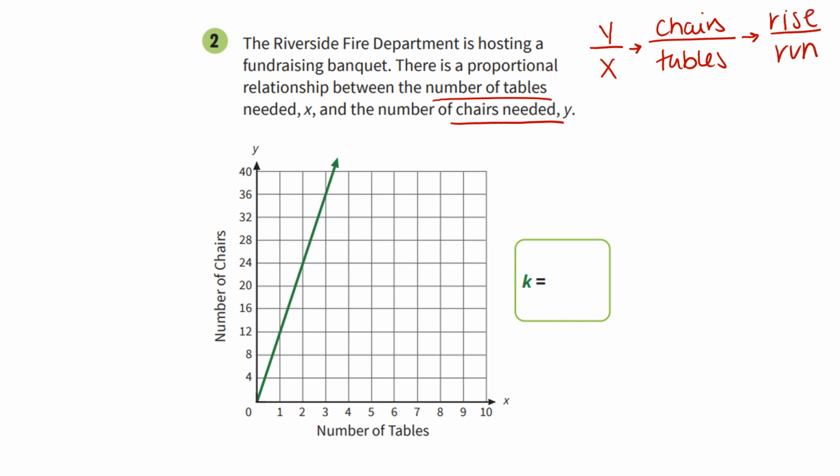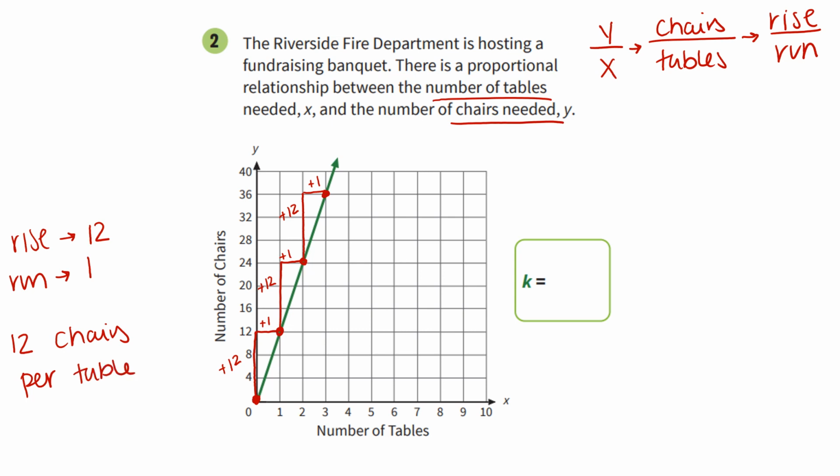So we're going to identify our points on the graph that we can read clearly, and then we're going to count our point values. 0 to 12 is going positive 12, and then we go over to positive 1. 12 to 24 is going up 12, and then over positive 1. 24 to 36 is going up 12, and then over positive 1. So our rise value is 12. Our run value is 1, meaning it's going to take 12 chairs per table.